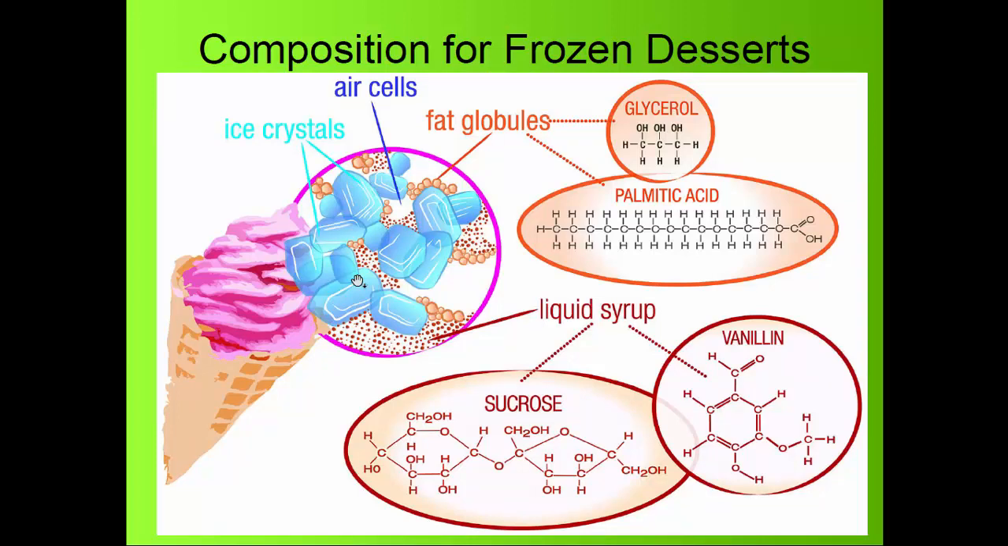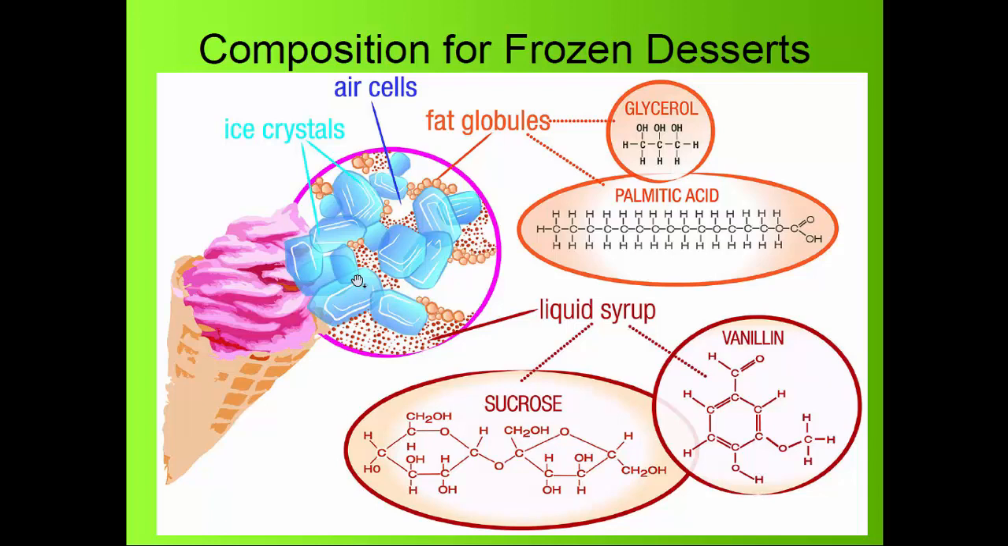So what is ice cream mostly? This is a vanilla ice cream, although it's pink for some reason, sorry about that. What we have in the ice cream are ice crystals, air vacuoles, so air cells, and fat globules.